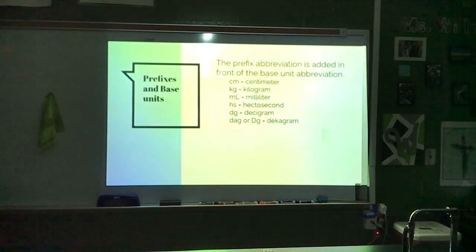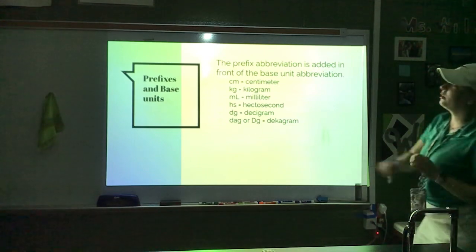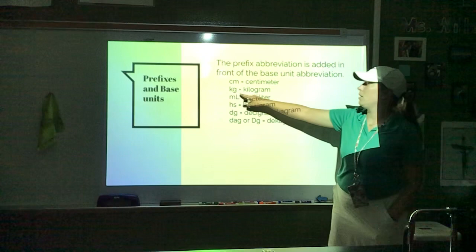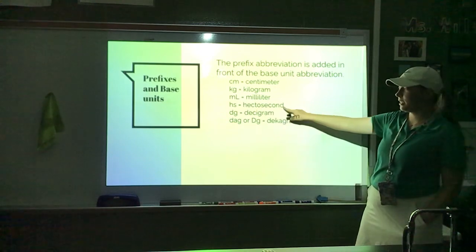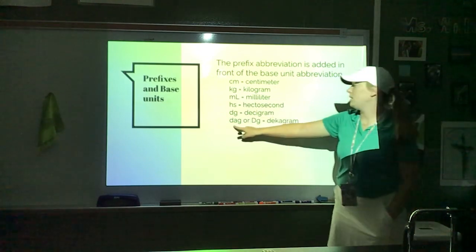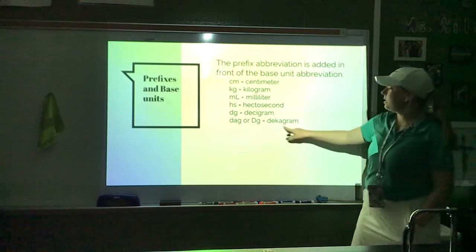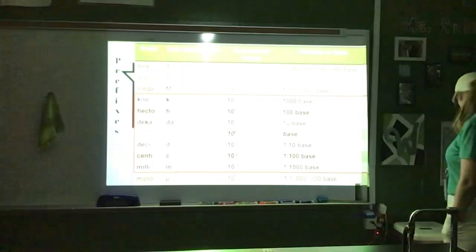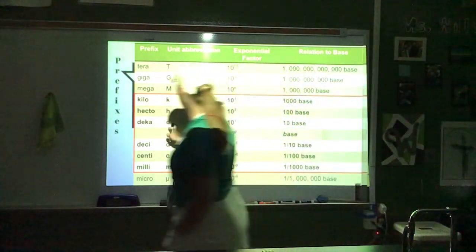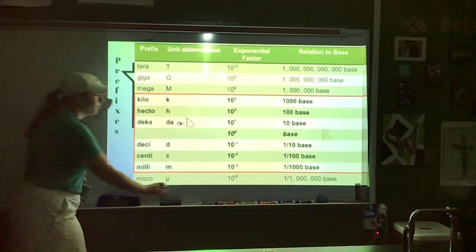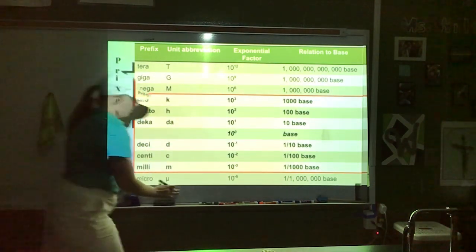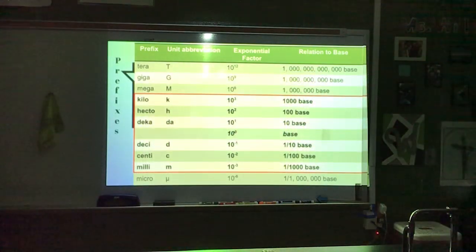All right, prefixes. The prefix abbreviation is added in front of the base unit abbreviation. So cm would be a centimeter, kg, kilogram, ml, milliliter, hs is a hectosecond, dg, a decigram, dag or capital DG is a decagram. If you wanted to go back to your chart here, you can change this to DA or to a capital D. Either way is correct, whatever you prefer. Oftentimes, I'll just use a capital D just because it's a little bit easier.